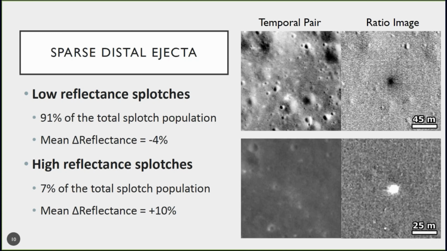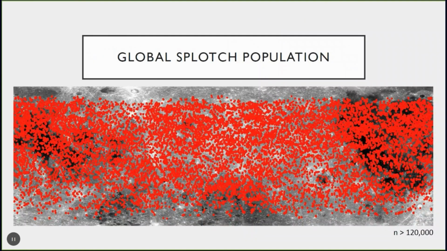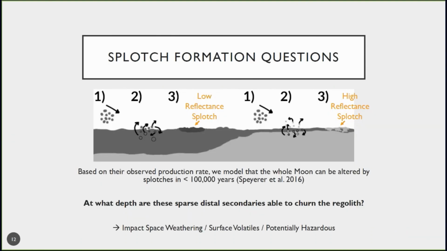The next slide shows the global distribution of these new impacts, or these new splotches. So far we've counted 120,000. I'll quickly move on to the next slide, since I'm not sure how much time is left. Okay, 2 minutes. There are still questions remaining on what the impact of all these distal secondaries is.